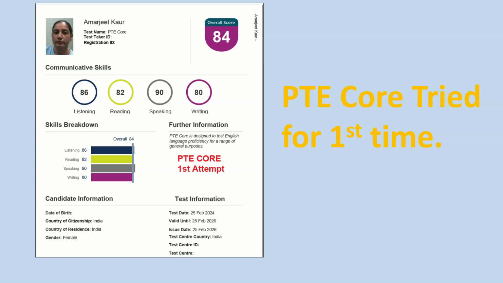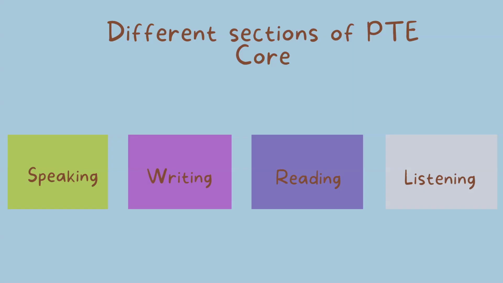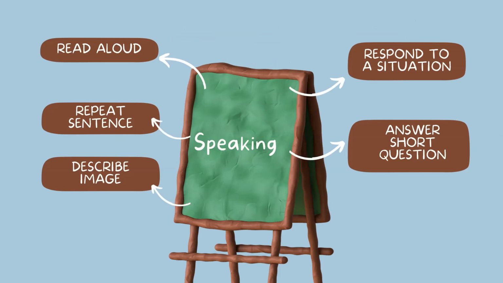So let's start. Like PTE Academic, PTE Core has 4 different sections. First one is the speaking, then writing, next is the reading, and last section of PTE Core is listening. It is same as the PTE Academic. So let's start with the speaking.